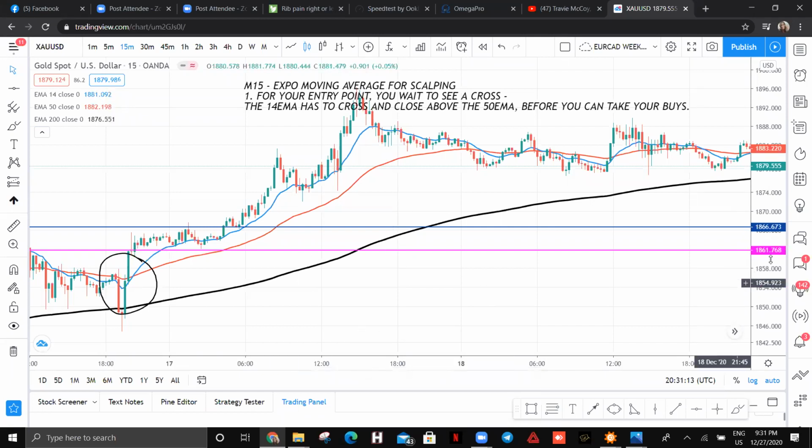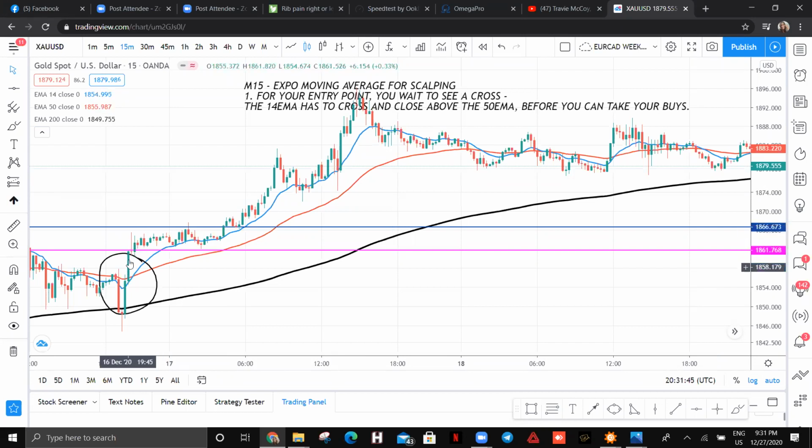Okay, so we entered at 1861,768. We're just going for 50 pips, and 50 pips should be somewhere around 1866, if I'm not mistaken. So your 50 pips should be somewhere around this blue line where I entered. So you can see how simple your trade can be. You need to practice it. So you take your entry here and you leave this place.